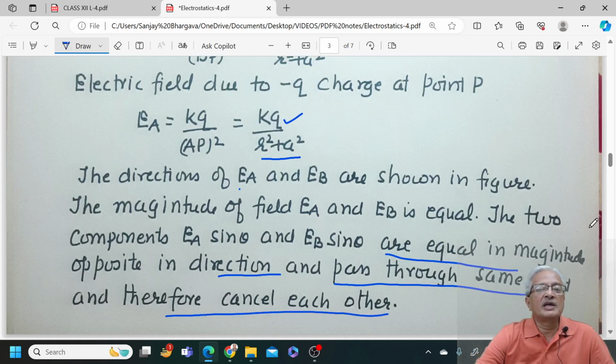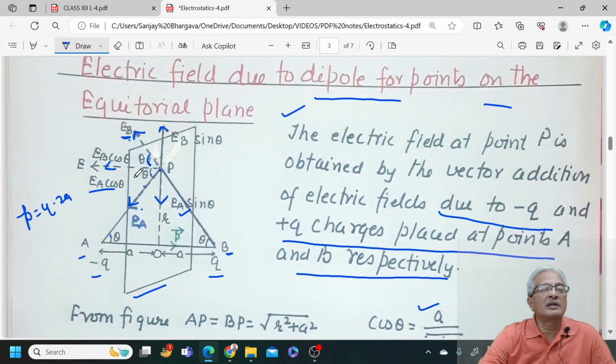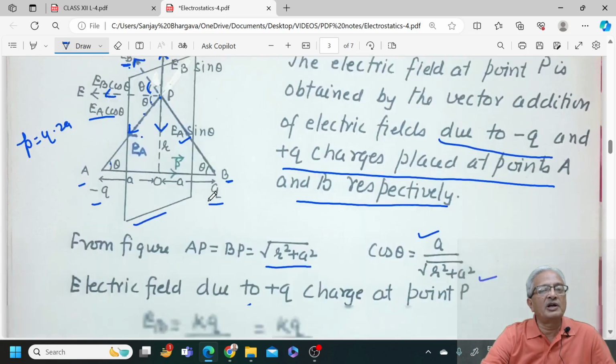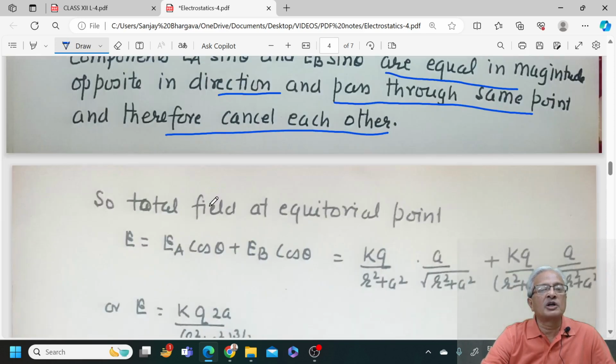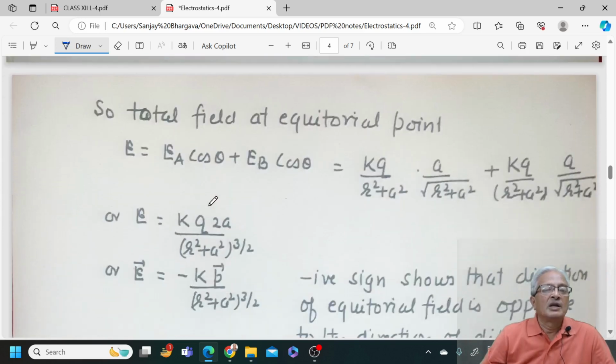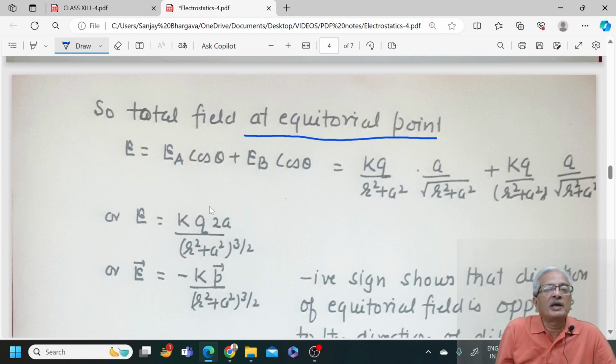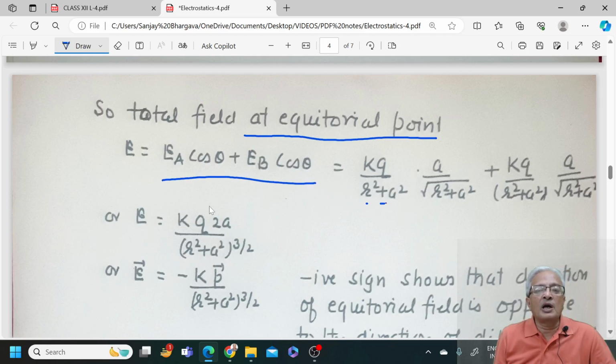From the figure, we can see both the cosine components are in the same direction. So what would be the net electric field? It would be equal to sum of the two cosine components. That is what we observe here. The total field at the equatorial point would be given by E is equal to EA cos theta plus EB cos theta, which is KQ upon R square plus A square. And what would be cos theta? A upon under root of R square plus A square. Similarly, we can substitute EB and cos theta here. It would be equal to KQ into 2A upon R square plus A square power 3 by 2.